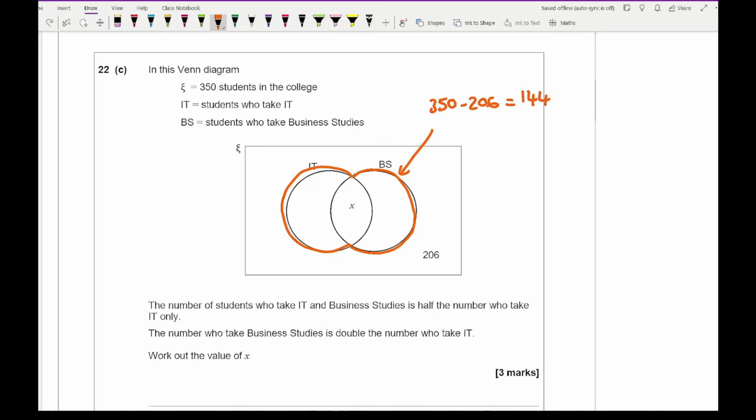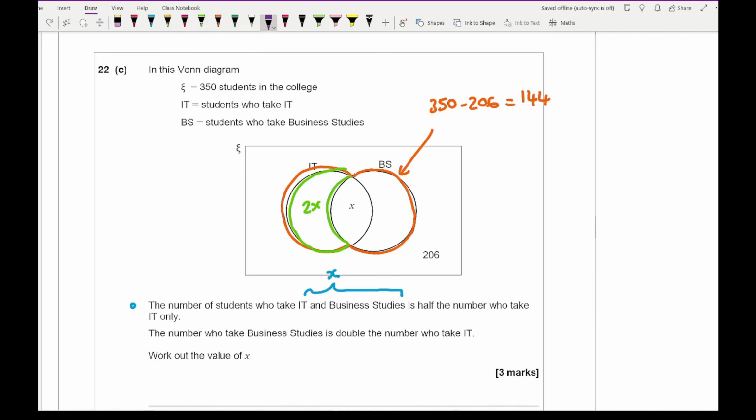Now, using this bit of information first, it says that the number of students who take ICT and business studies, so this bit here, is x, and that is half the number who take IT only. So that means this middle bit is half of this bit here. So if that middle bit is x, then this is going to be 2x.